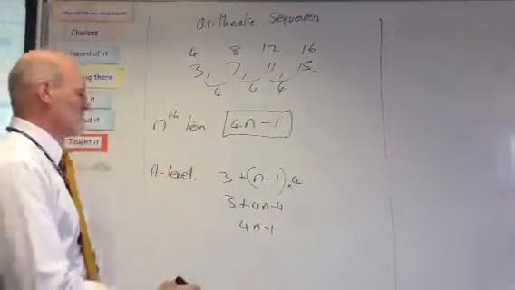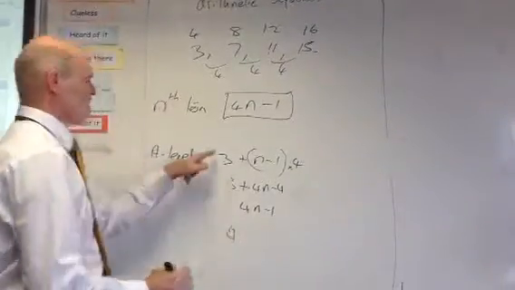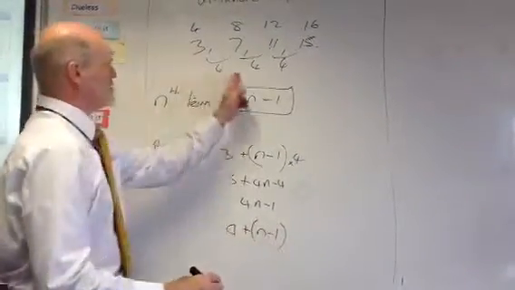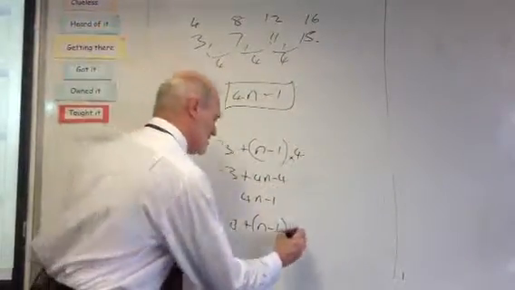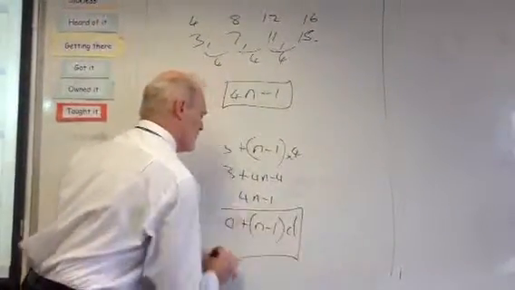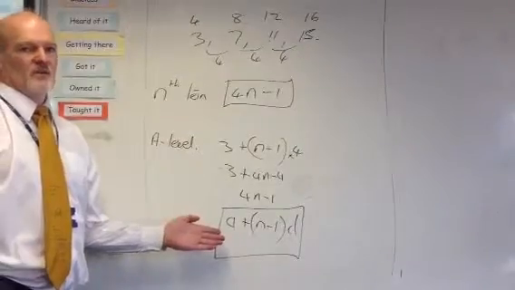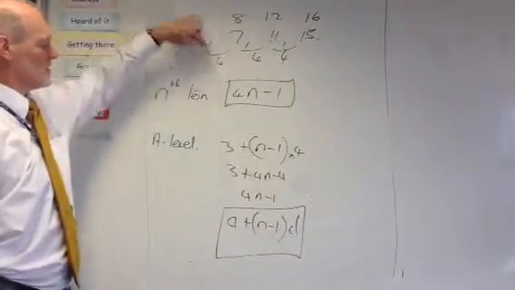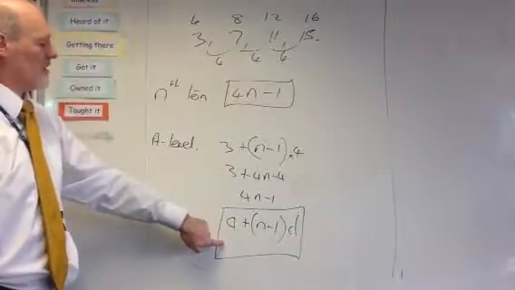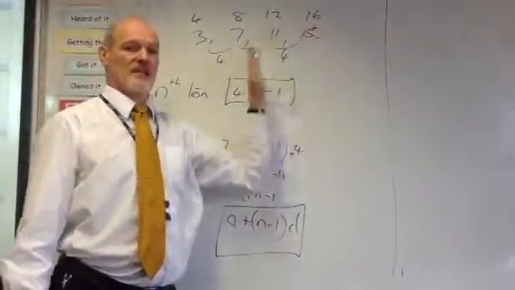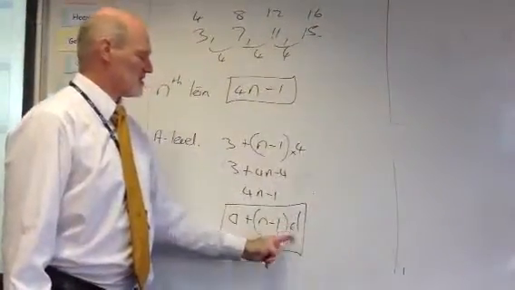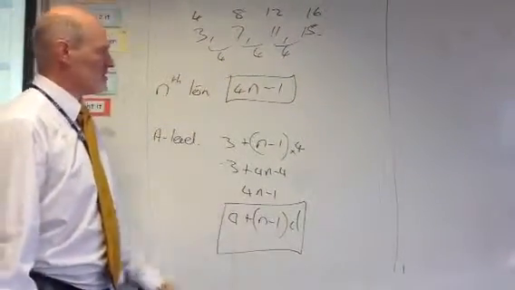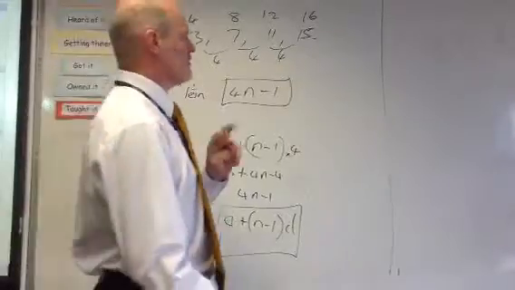But I can generalize this, and I can have the first number I can call A. The difference between the numbers I can call D. So I've made a formula for writing nth terms. The formula for writing n terms is: write down the first number, and then you've got n minus 1 numbers left times the difference between the numbers. Now we're going to use them. Second formula.